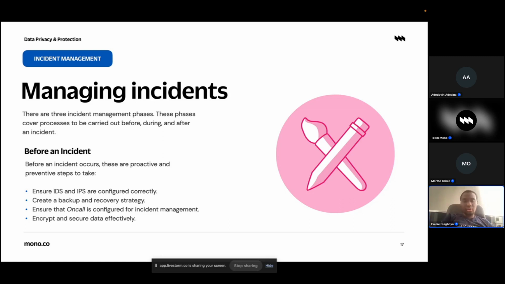Now, what is on call? On call is basically having someone who will always be available in the case of an emergency. So when an incident occurs, a system is attacked, the service is down, or data is lost, or data is stolen, you need to make sure that you have an individual that can look into that system at that point in time.